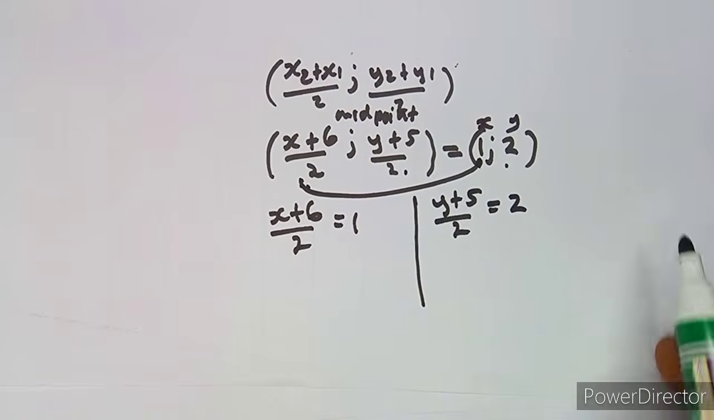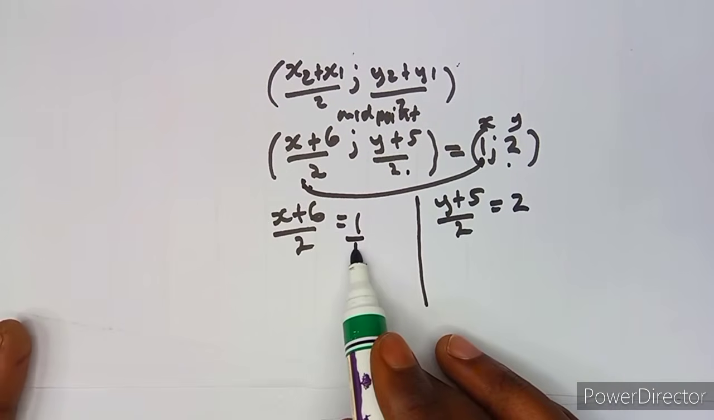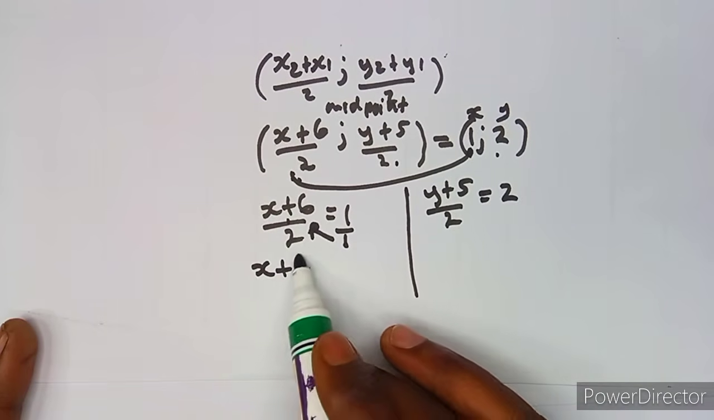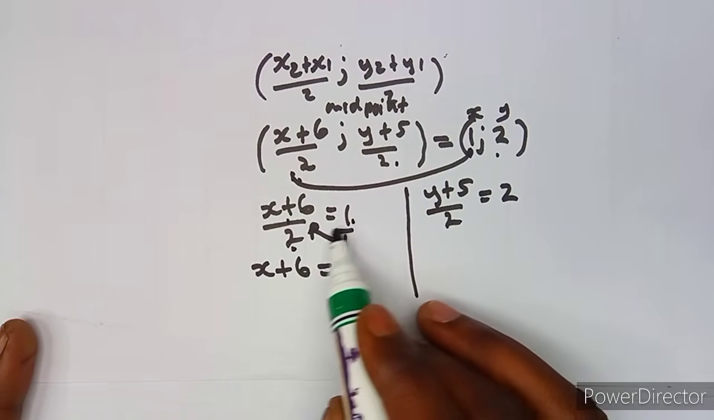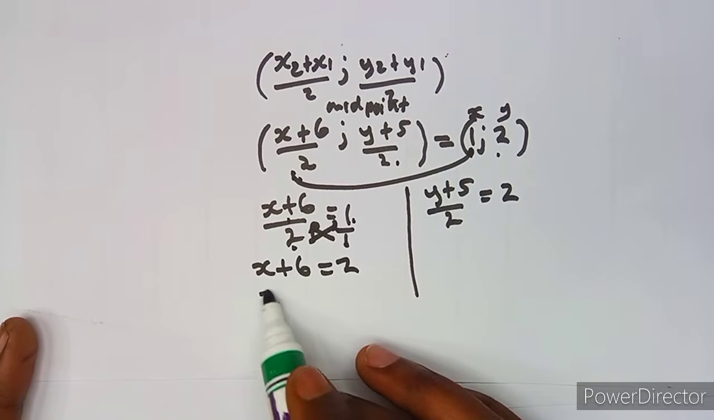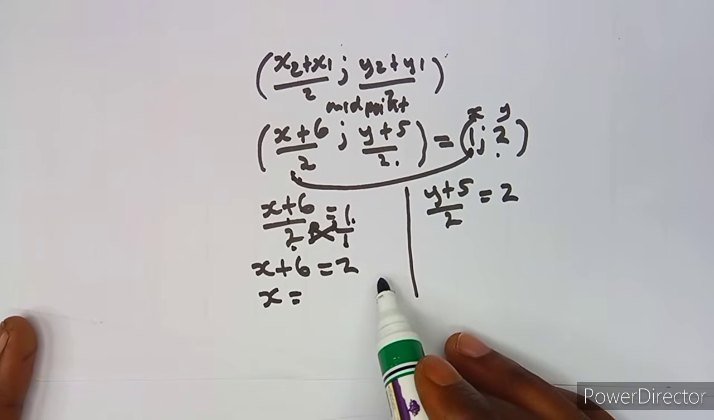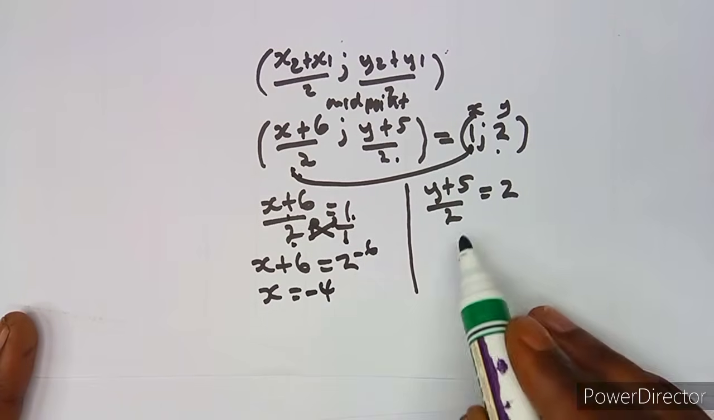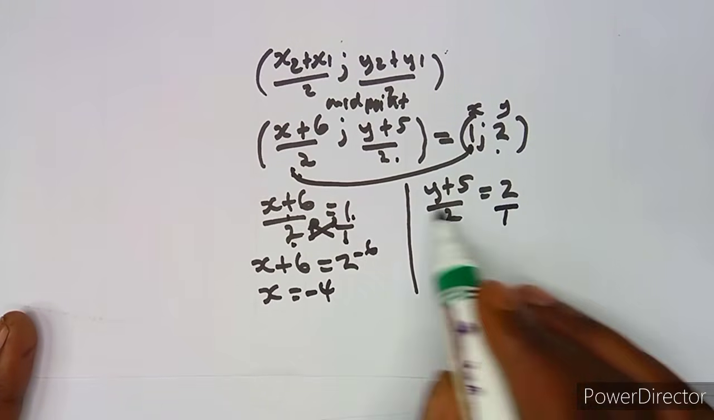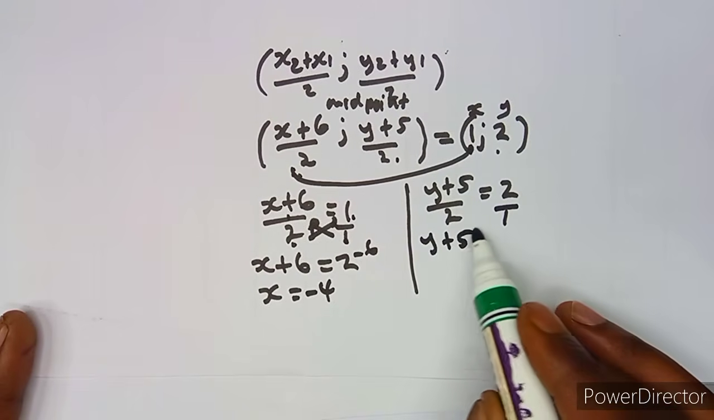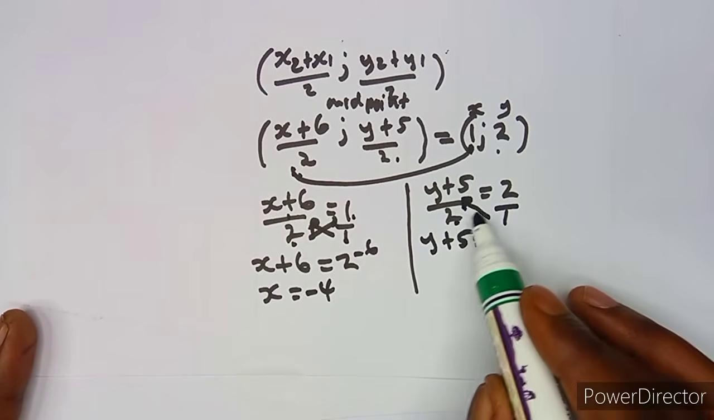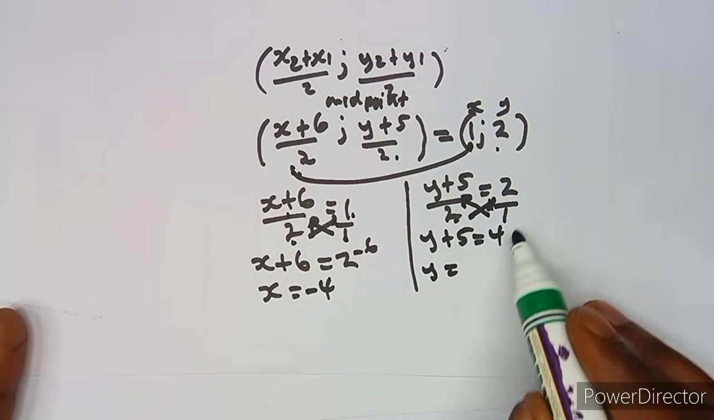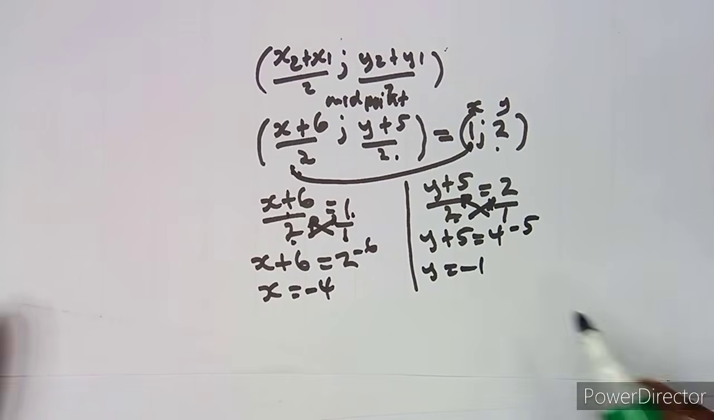So which means you can solve this equation, because this one is same as over 1. So cross multiply. 1 times x plus 6 is x plus 6, which is equal to 2 times 1, which is 2. So x is equal to 2, 6 to that side is going to be minus 6, which is negative 4. You do the same. This is over 1. You cross multiply. Y plus 5 is equal to 2 and 2, which is going to be 4 from your calculator. So y is equal to 4 minus 5, which is going to be negative 1.